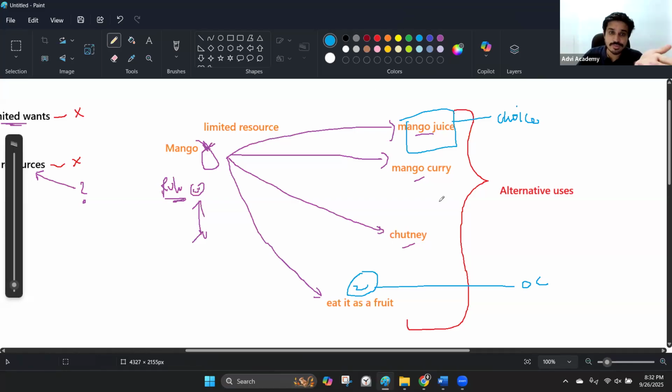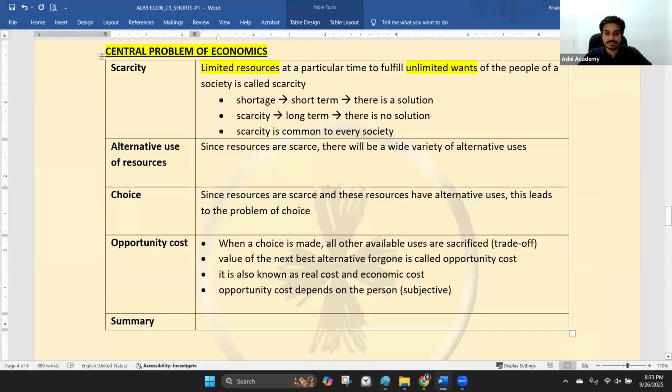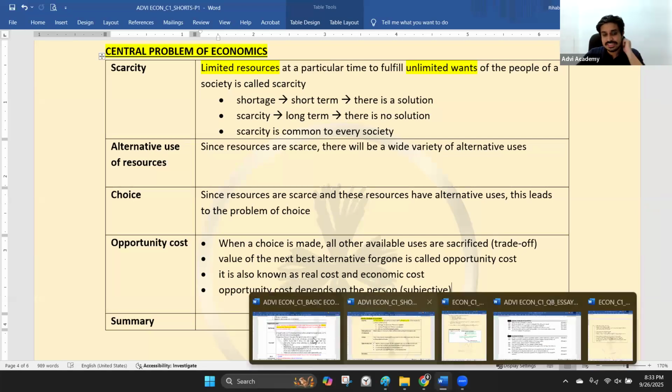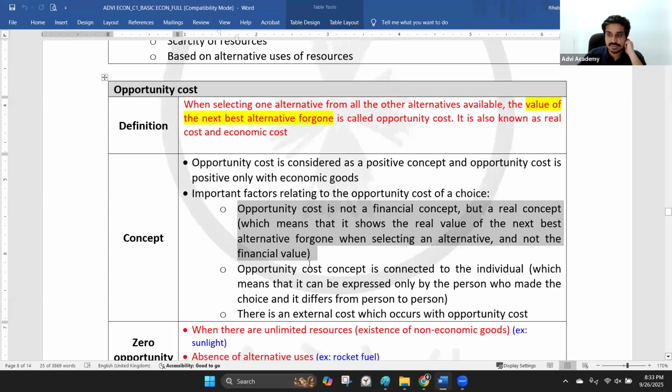Now for you all also, some of you will choose chutney as the first and mango curry as the second. Then mango curry is your opportunity cost. Other people might choose fruit as the first and chutney as the second. Then for them, chutney is the opportunity cost. So opportunity cost changes from person to person. That's why we say it depends on the person. Subjective means it changes from person to person. You know? Okay.